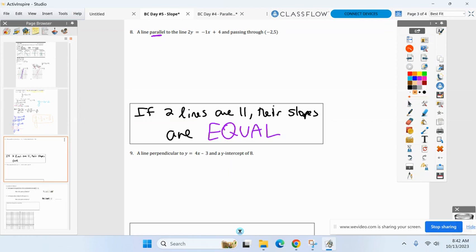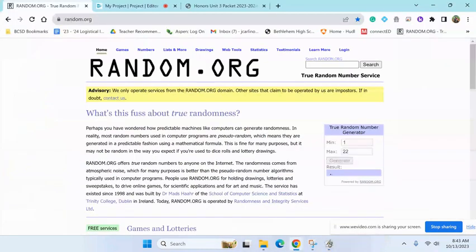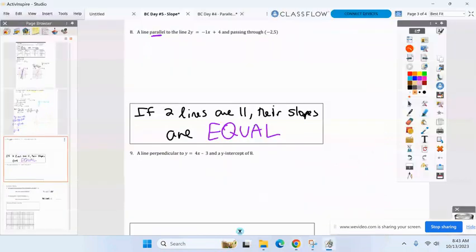Why not? It's not y equals. You cannot give me slope unless it's in y equals form. So how do I get it into y equals form? Only one step needed, Drew. Darn right. Divide by 2.